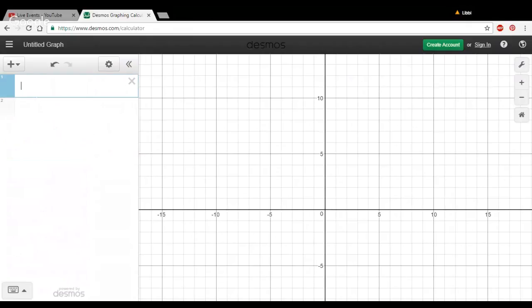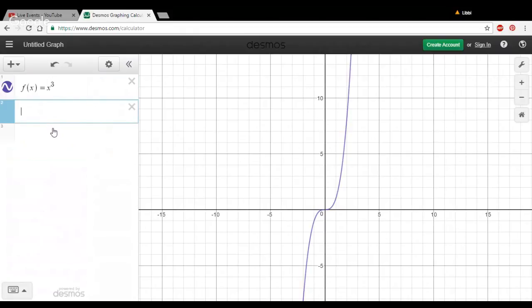So we're on Desmos, and we know that our parent function is cubic, so I'm going to graph that. f of x equals x cubed. And that is our purple line right there. Now, if you remember on one of the problems that we discussed, we used reference points to figure out how to transform the parent function to the new function.